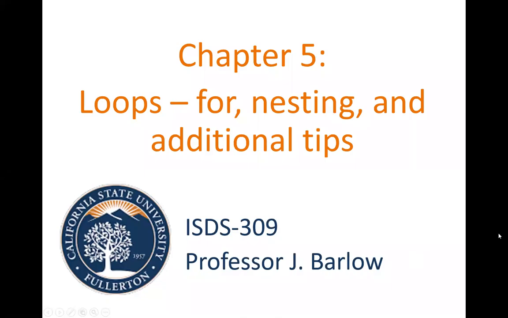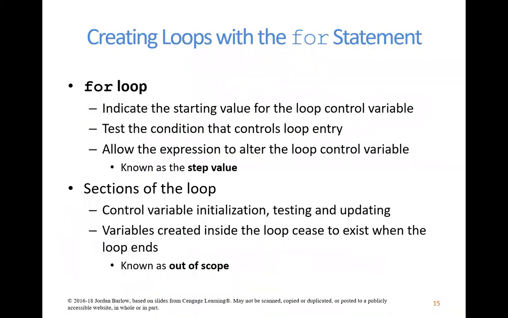Hello, this video from Chapter 5 will talk a little bit more about loops, specifically the syntax for loops, using nesting and some additional tips for loops. The for loop is an alternative type of loop, an alternative to the while loop. In the for loop, you indicate the starting value for the control variable, you test the condition that controls loop entry, and you allow the expression to alter the loop control variable. And you do all of this right within the parentheses following the for loop.